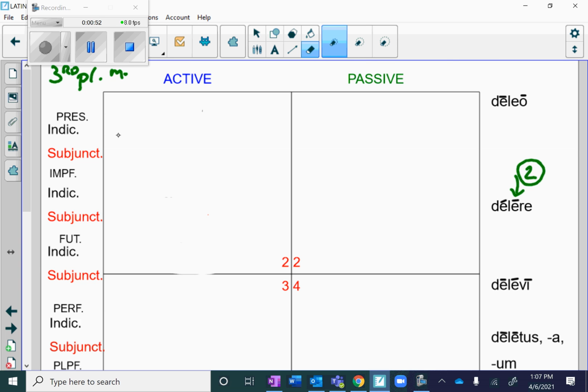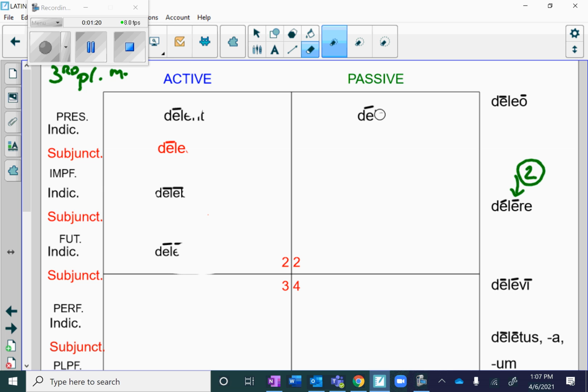And I'll do this for the top half of the grid here. We're going to use the same stem for all of the forms in the top half here, hence the 2 in the middle. So the stem is going to be dele, dele, dele, dele. Okay, all the way through this portion of the grid.